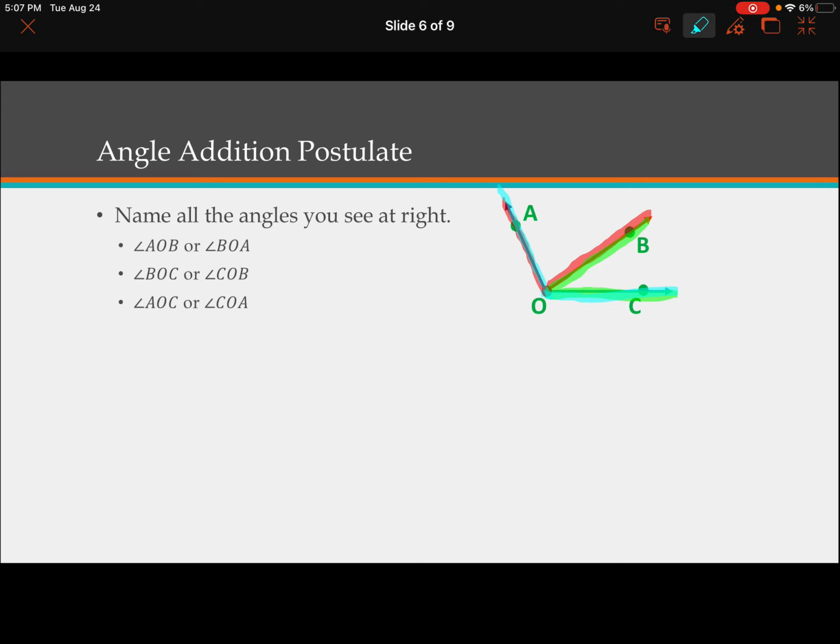Okay, for all of those that I just named off, you can swap them around. You could have BOA, COB, and COA. All of those would be good answers. But what I'm getting at here is that when you first look at that picture, it looks like there's only 2 angles. But there's actually 3 when you include the whole thing going from right here all the way over to here. Okay? So the segment addition postulate is this.